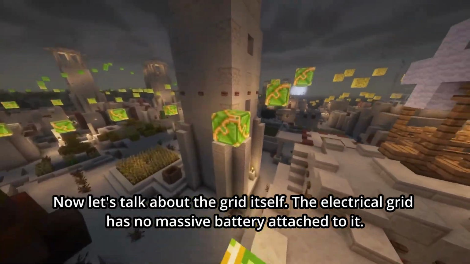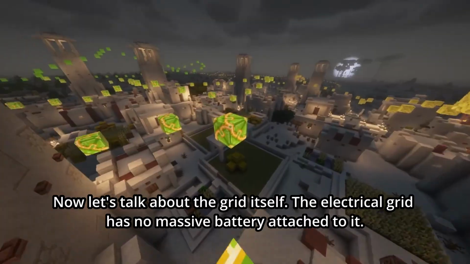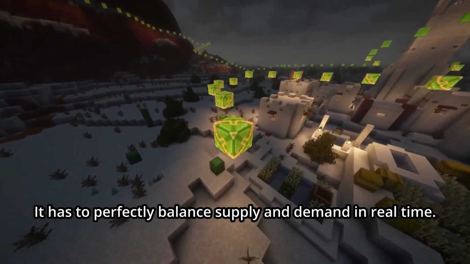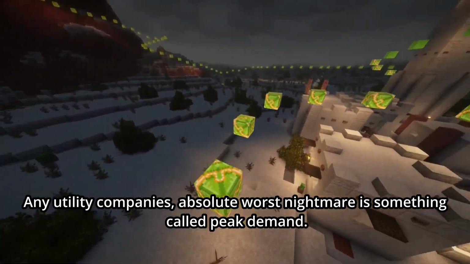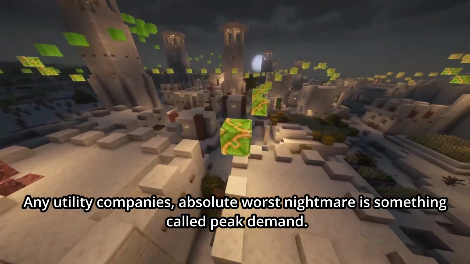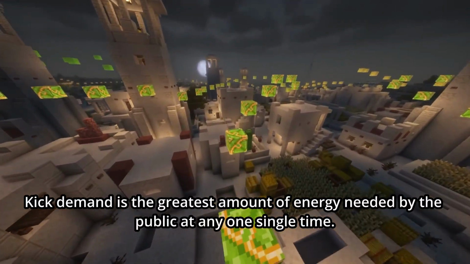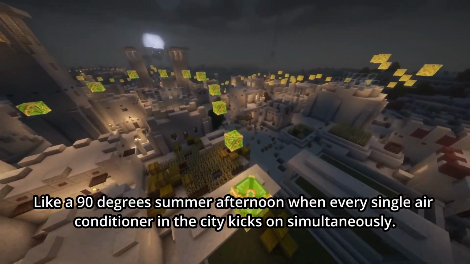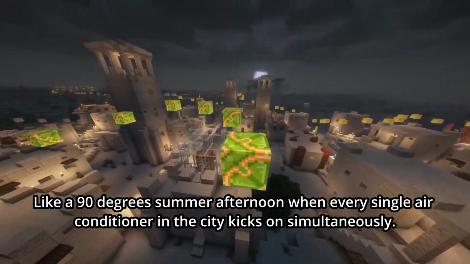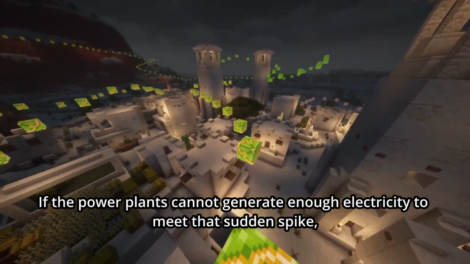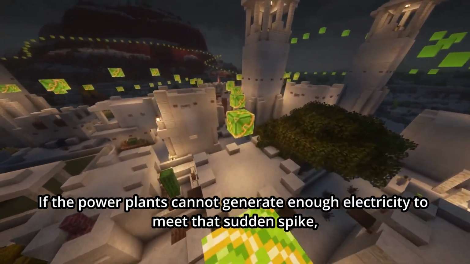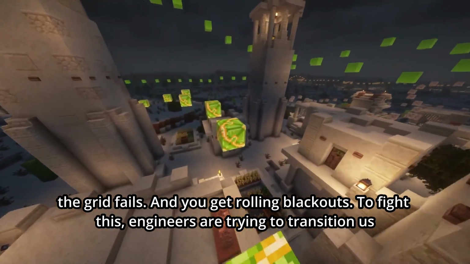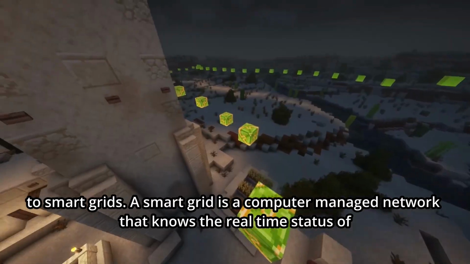Now let's talk about the grid itself. The electrical grid has no massive battery attached to it. It has to perfectly balance supply and demand in real time. And a utility company's absolute worst nightmare is something called peak demand. Peak demand is the greatest amount of energy needed by the public at any one single time. Like a 90-degree summer afternoon when every single air conditioner in the city kicks on simultaneously. If the power plants cannot generate enough electricity to meet that sudden spike, the grid fails, and you get rolling blackouts.